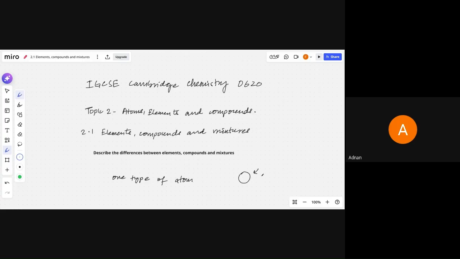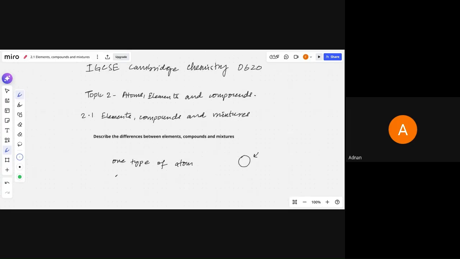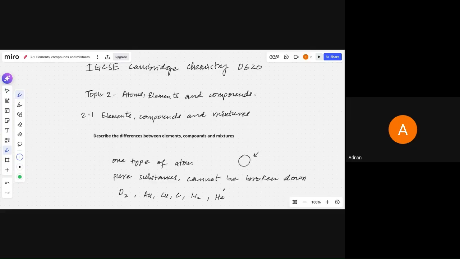And elements are pure substances that cannot be broken down further. So that's another definition. Elements are pure substances, and they cannot be broken down or simplified further, right? They cannot be broken down into simpler substances. What are examples? Oxygen gas, gold, copper, carbon, nitrogen gas, helium, and many more examples we can give.